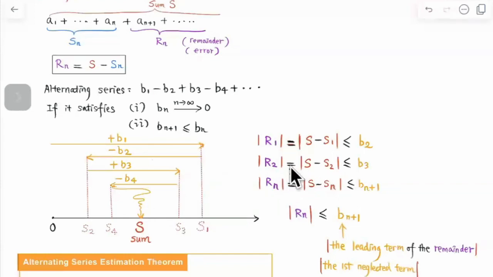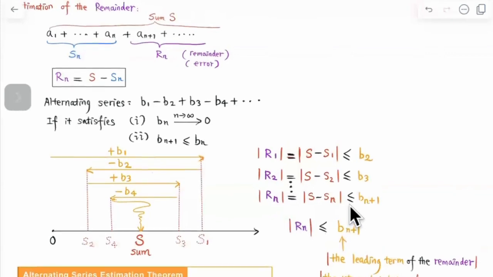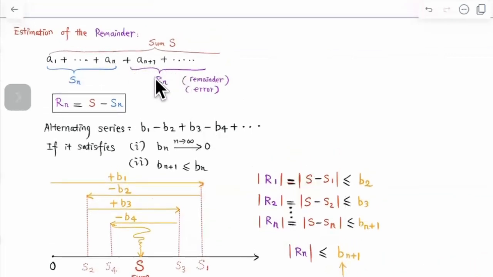Continuing in this pattern, we can see that the absolute value of Rn is less than or equal to B of n plus 1. So the remainder or the error, the absolute value, is less than or equal to B n plus 1. Now go back to look at this. This means the magnitude of Rn, the absolute value of it, is less than or equal to the absolute value of the leading term in this remainder.